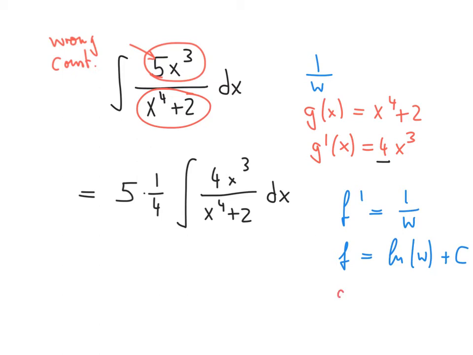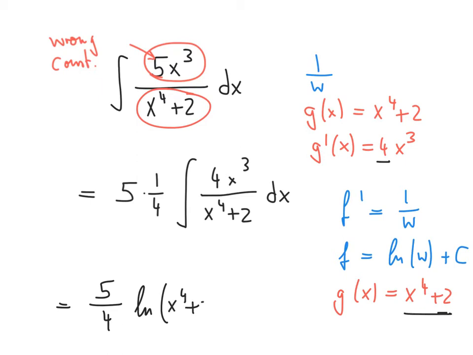And g, we already have identified as x to the fourth plus 2. And the derivative of g we can actually drop, it will vanish in the integration process. So all we are left with is now our constants here, 5/4 times ln, right, outer function, and then plug in the inner function, so x to the fourth plus 2, plus c, of course.